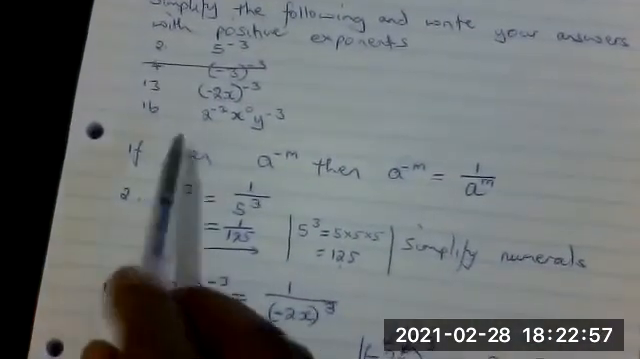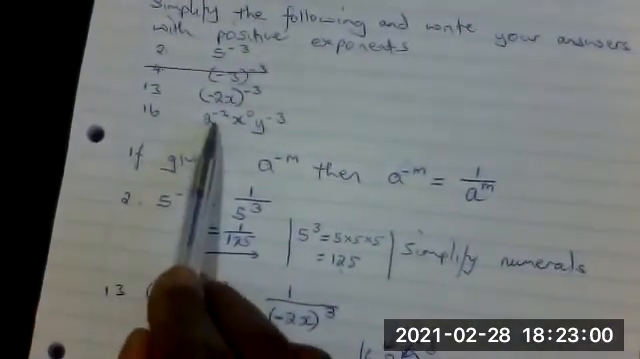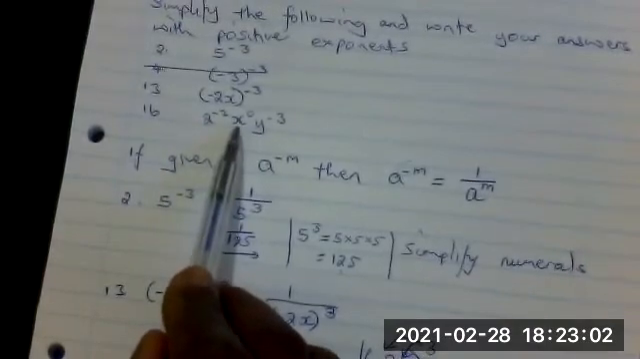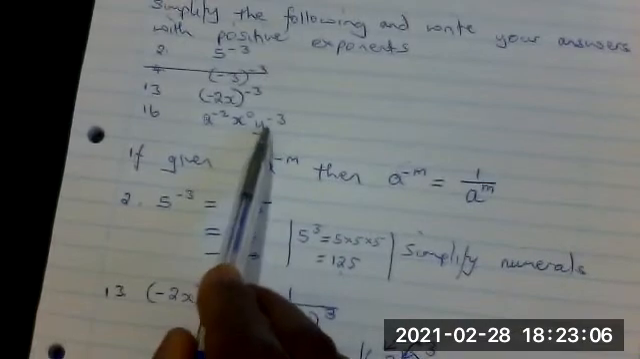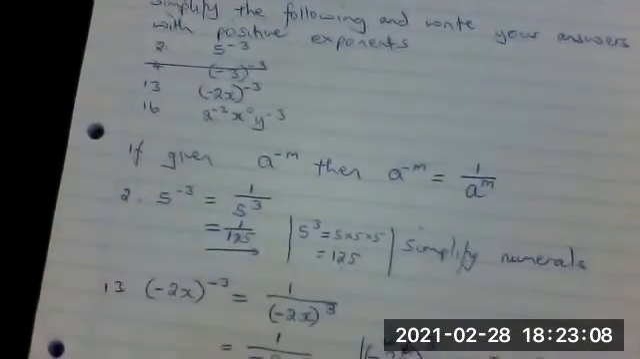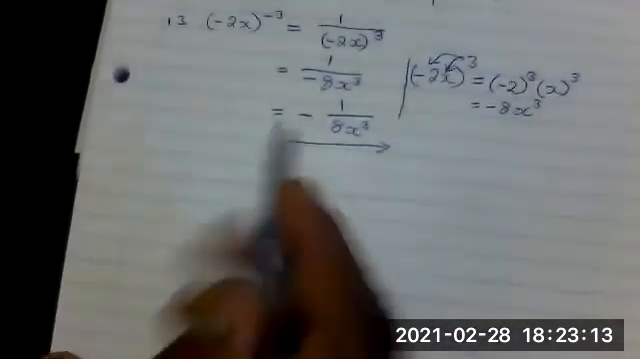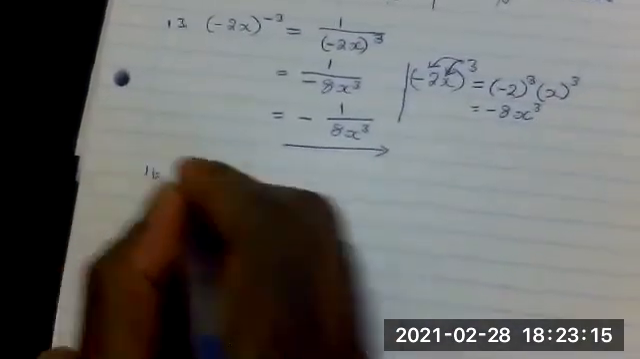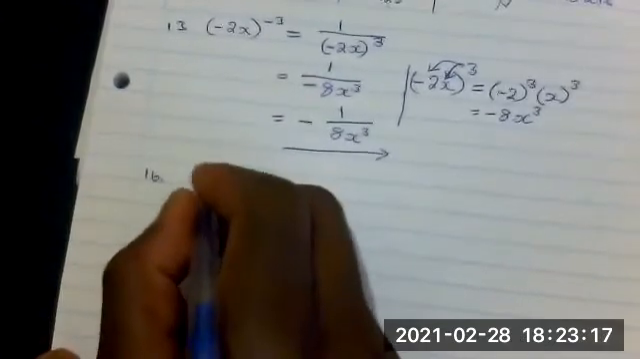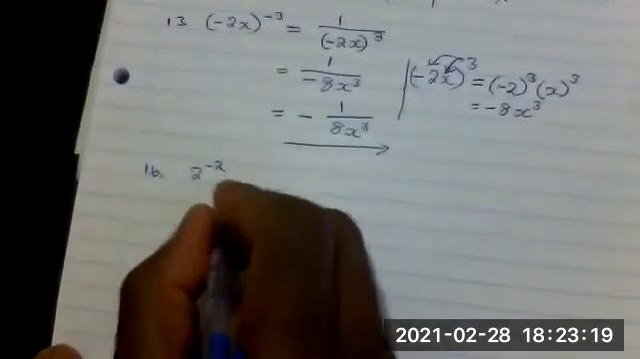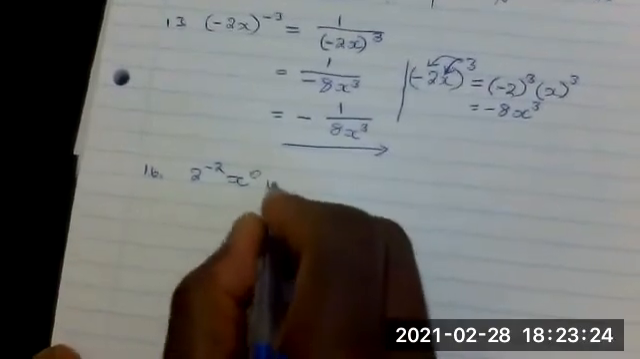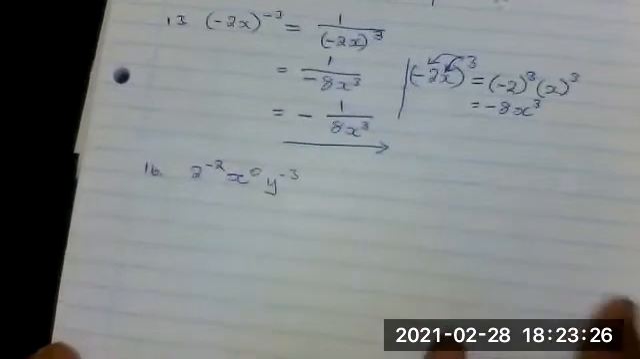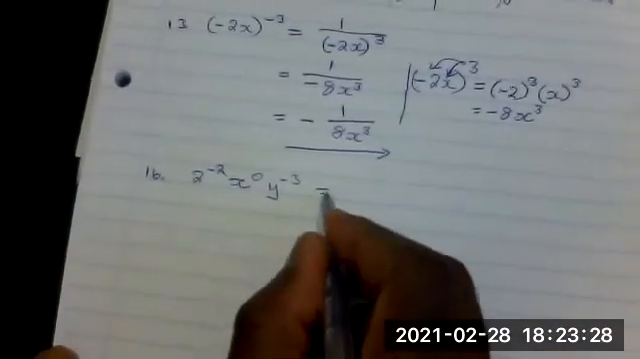Number 16 says 2 to exponent negative 2, x to exponent 0, y to exponent negative 3. So we've got 3 bases here, right? Now, let's deal with that. So number 16, we have 2 to exponent negative 2. Then we've got x, it's multiplying x to exponent 0, and y to exponent negative 3. Right, this is equals to.